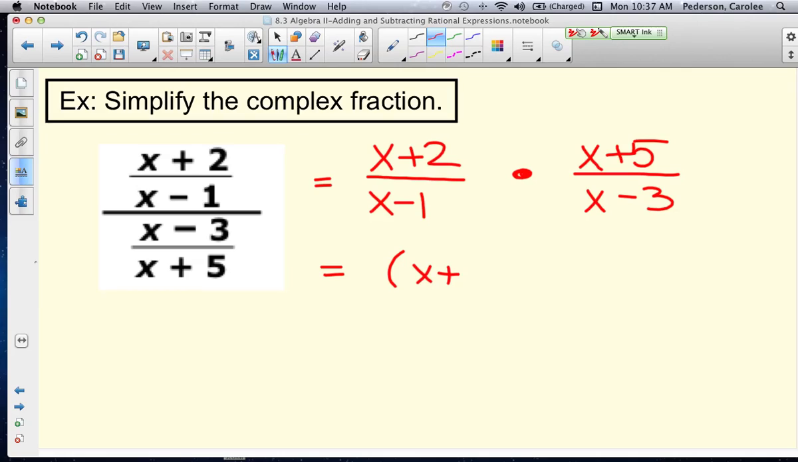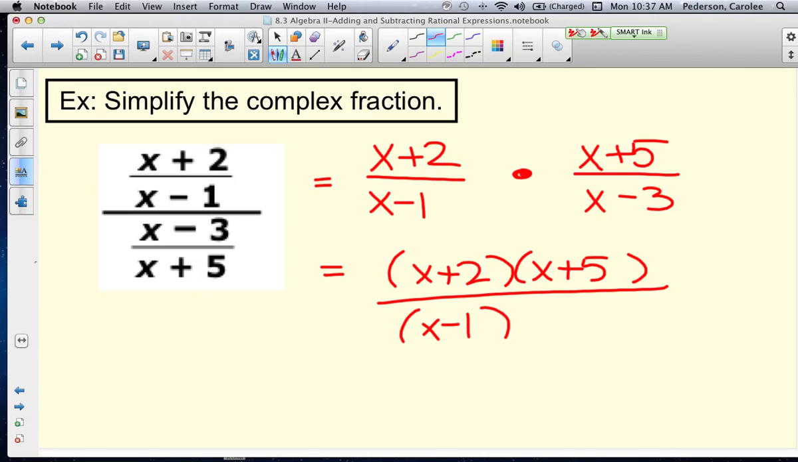So we have x plus 2, x plus 5 over x minus 1 times x minus 3. And for me, I'm okay if you just leave it in that form. If you want to multiply and FOIL it through, you're welcome to do so, or you can just leave it like that. Down the road, there's going to be some reasons why we leave it in factored form to be able to graph these.